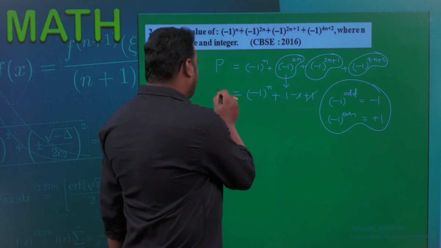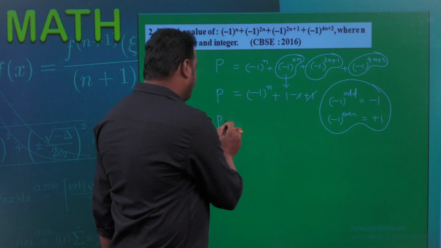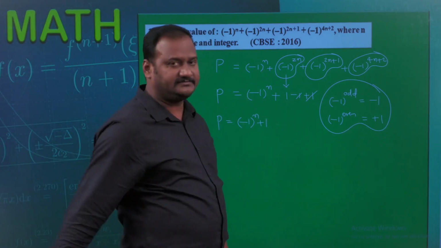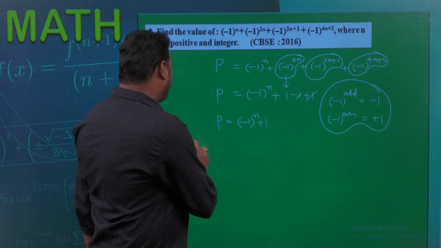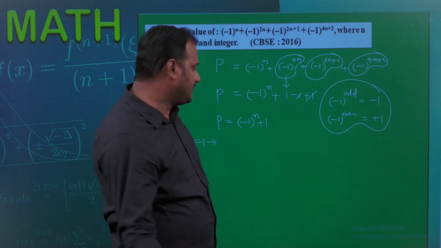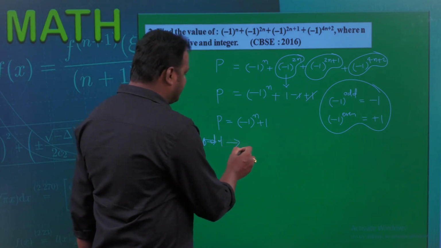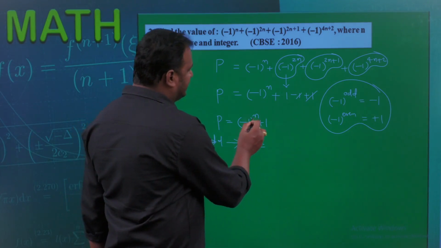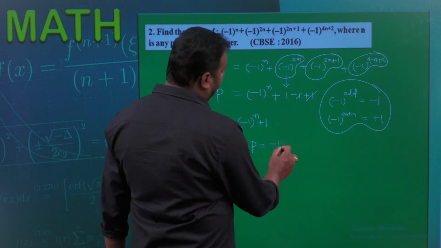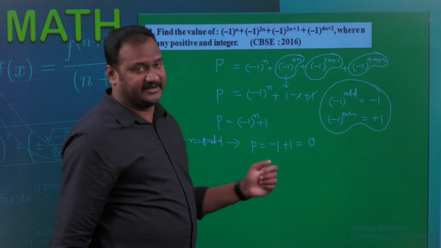So, finally, my P without substituting any value of n will become P is equal to (-1)^n + 1. Now, let us go by even and odd, right? So, when n is odd, P is equal to what? Minus 1 to the power of an odd number is minus 1, plus 1. Minus 1 plus 1 is equal to 0. So, for n odd, it is 0.